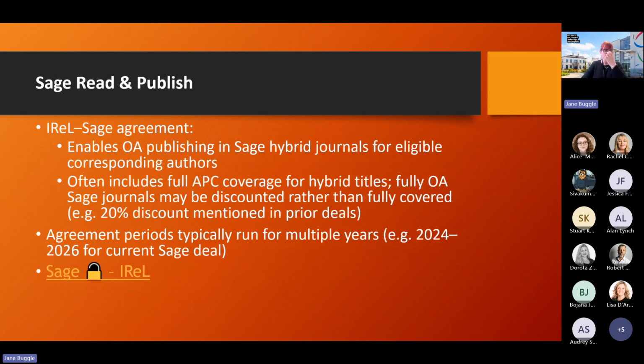Sage Read and Publish is a little bit more limited. It enables OA publishing in Sage hybrid journals for eligible corresponding authors, but it charges just slightly reduced APC costs for publishing in some of their fully OA journals. So again, you need to keep an eye on that. Our agreement is due to expire at the end of this year, but IRL will try to renegotiate again after that.